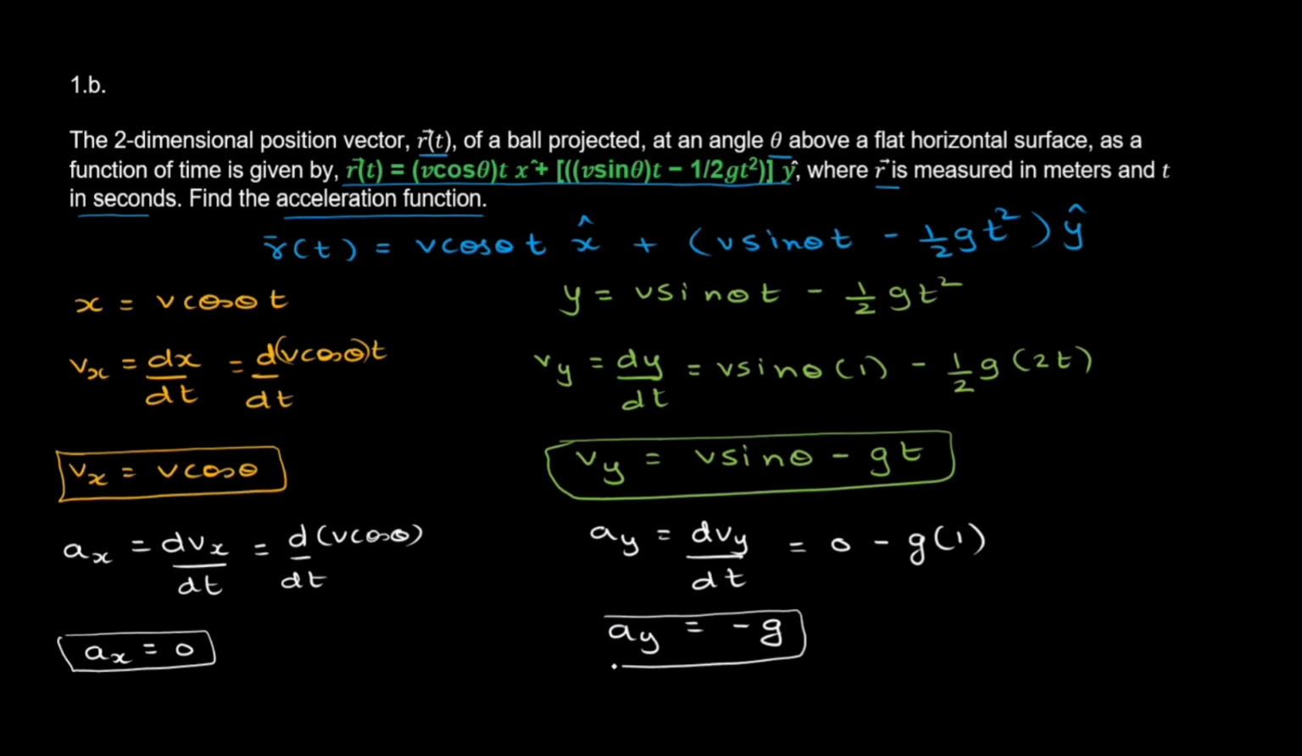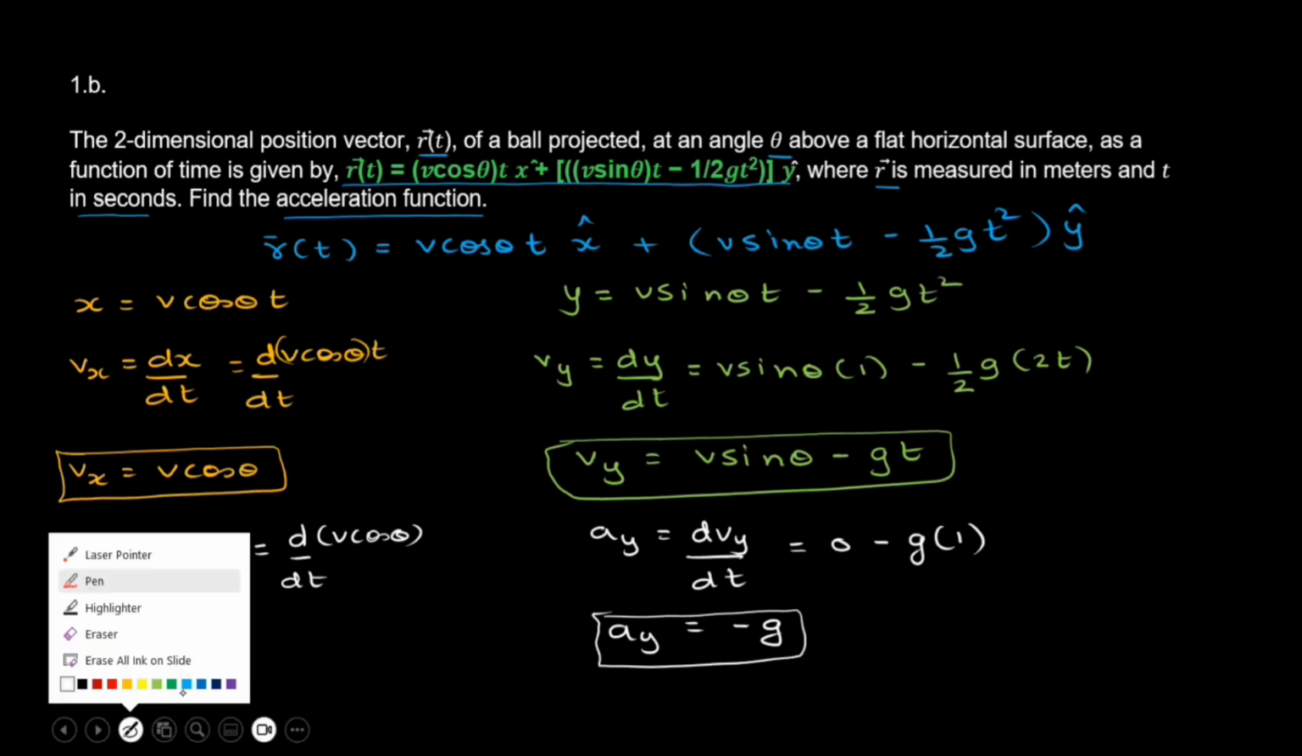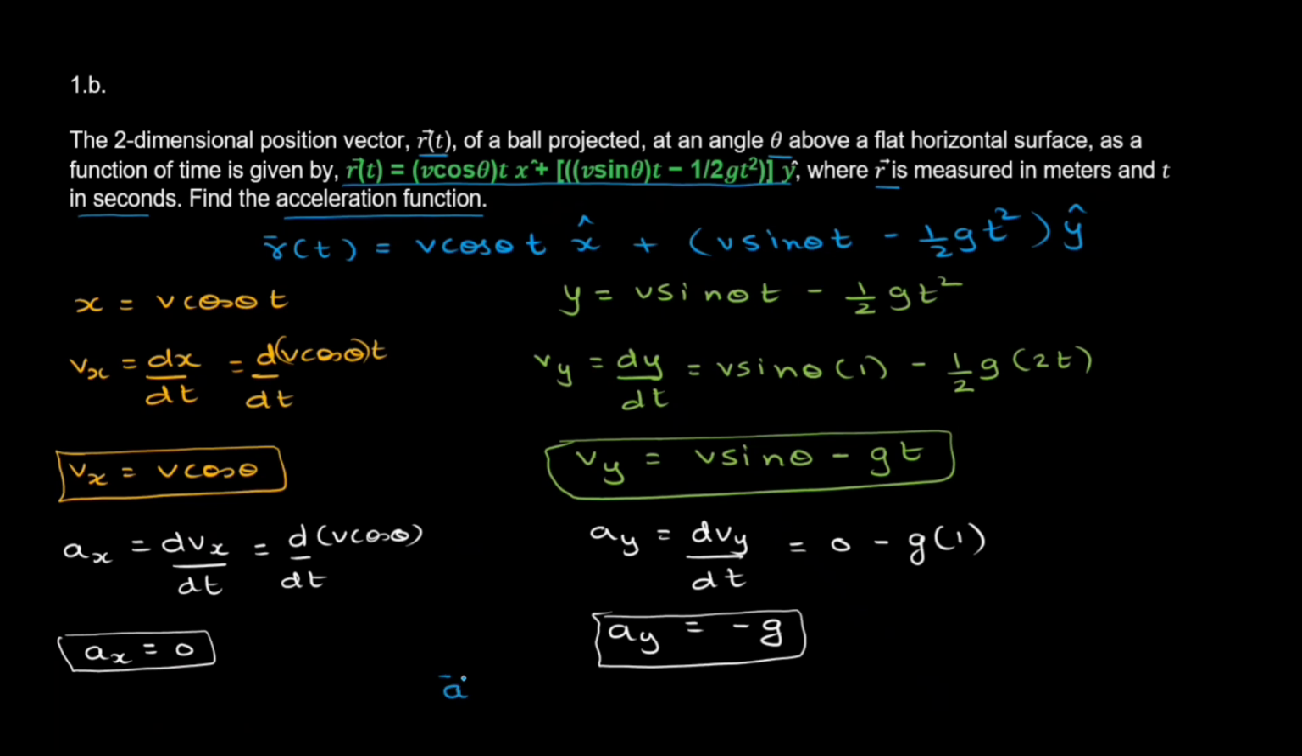So once we find the x and y components of acceleration, we can write the acceleration function as a bar equals ax x cap plus ay y cap, which is equal to 0 x cap minus g y cap. So my acceleration function will just be negative g y cap, which is true for projectile motion. As in projectile motion, the x component of acceleration is 0 and it has acceleration only along the y-axis, which is acceleration due to gravity g. And this acceleration is directed downward, hence the negative sign.